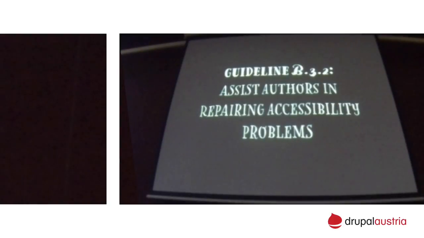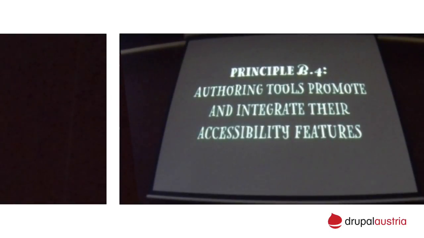Assist authors in repairing accessibility problems. So if there's a preferred solution, if you can do anything that helps, do it. Authoring tools promote and integrate their accessibility features. So Drupal has an accessibility statement, and as we see with the alternative text field, it really makes clear that accessibility is an important goal, and I think it's quite well facilitated, but you can do more in text and stuff in the back end when you build it.